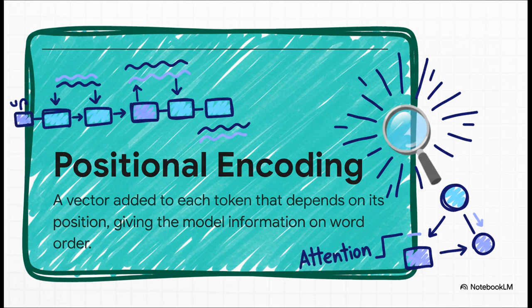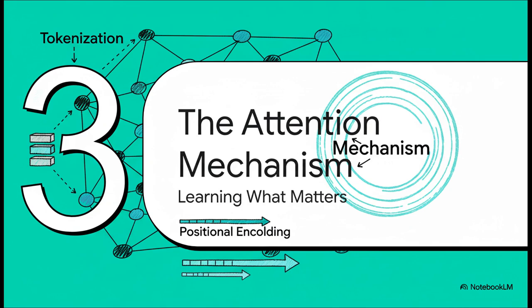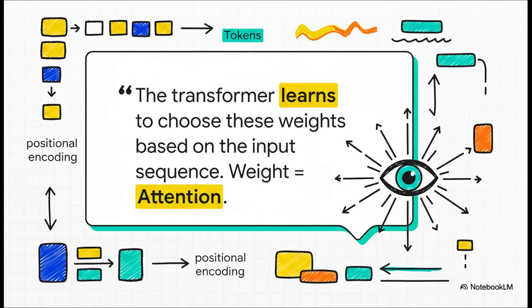Problem solved. And now we get to the real game changer, the innovation that truly unlocked the power of modern AI. It's a mechanism that lets the model not just know where words are, but to understand how they actually relate to each other. It's called attention. This quote just nails the core idea. Attention is all about learning to assign a weight or a score of importance to every word in a sentence, relative to every other word.